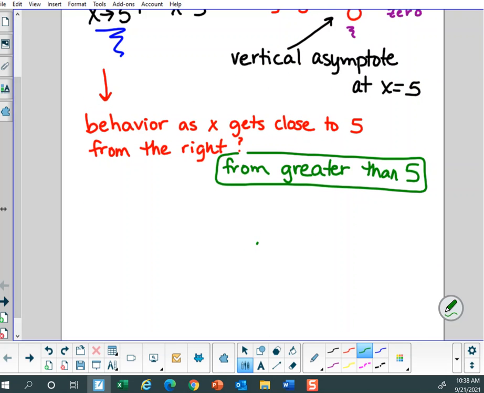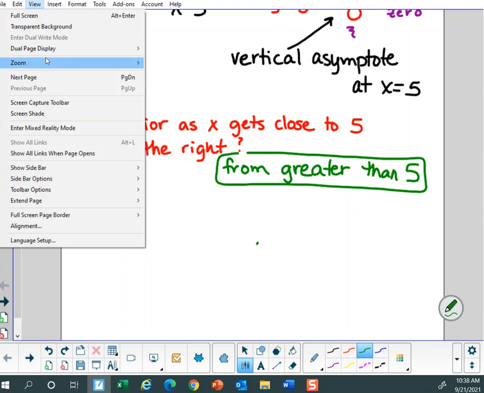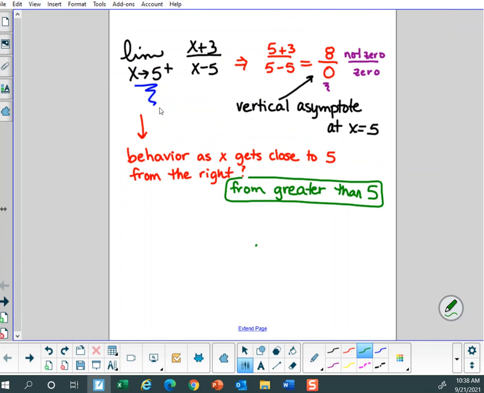So I'm going to do exactly that then. If I want to know what's happening, let me zoom this down one more notch. There we go. If I want to know what's happening as I get close to 5, but I'm coming in from numbers bigger than 5, I'm going to make myself a table. And I'm going to go bigger than 5, but start getting close to 5. So maybe I'll do an 8, a 7, and a 6. That way I'm getting close to 5. I'm coming towards 5, but I'm not at 5.